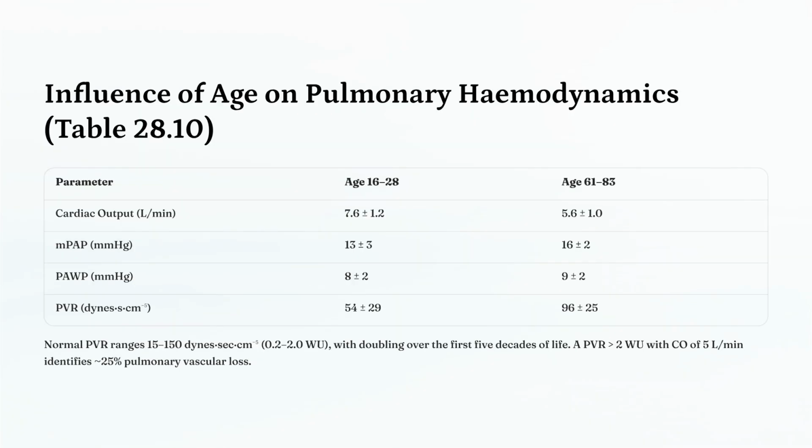Age significantly influences pulmonary hemodynamics. As shown here, normal pulmonary vascular resistance tends to double over the first 5 decades of life. A high PVR in the presence of a 5-liter per minute cardiac output often indicates substantial pulmonary vascular loss.